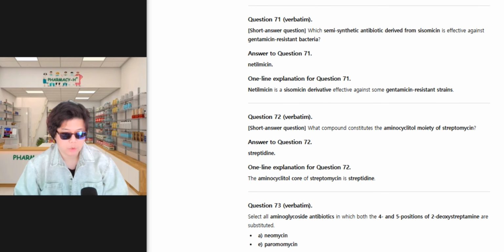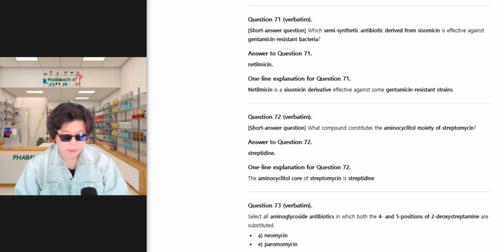Question. Which semi-synthetic antibiotic derived from sisomicin is effective against gentamicin-resistant bacteria? Answer. Netilmicin. Explanation. Netilmicin is a sisomicin derivative effective against some gentamicin-resistant strains.